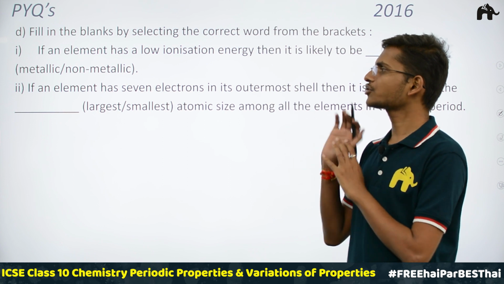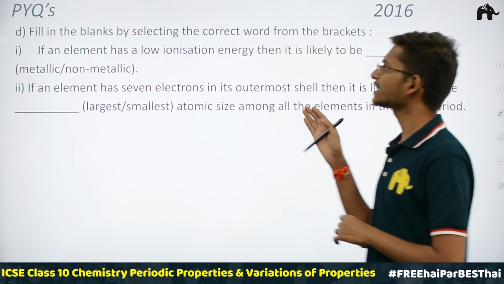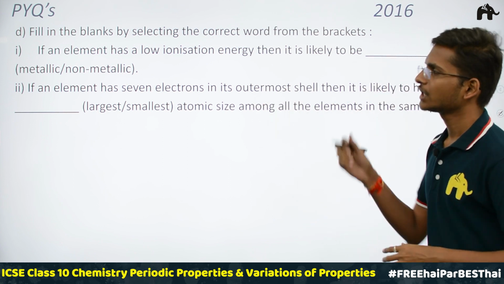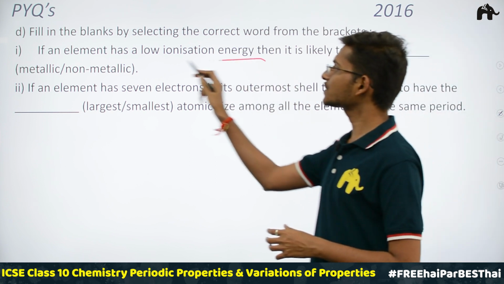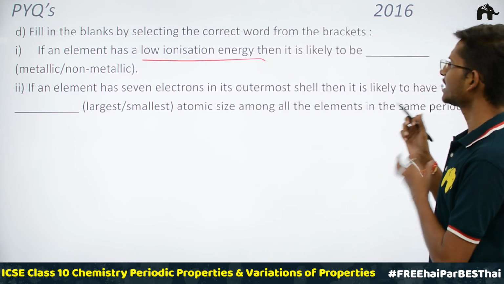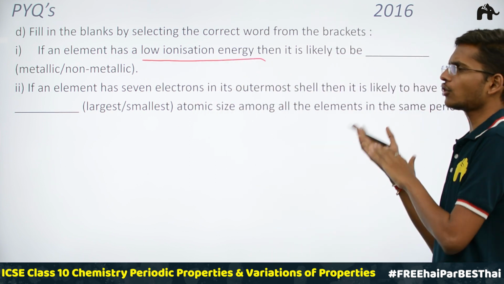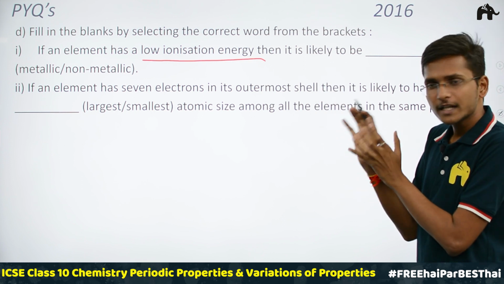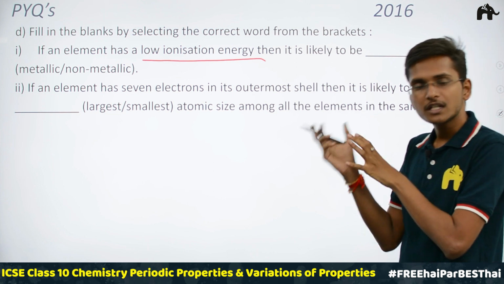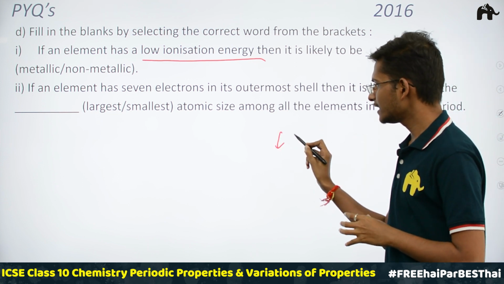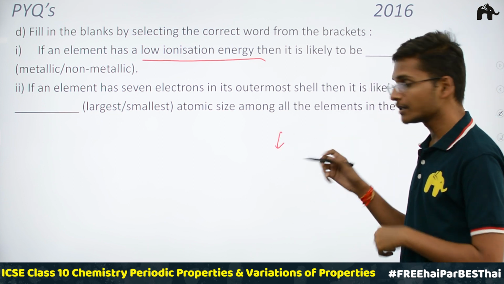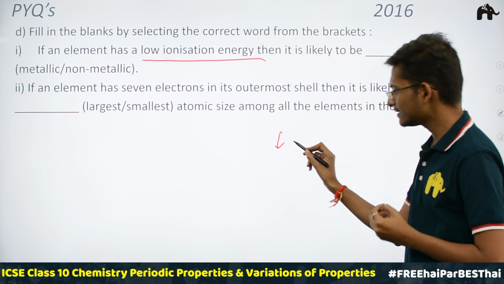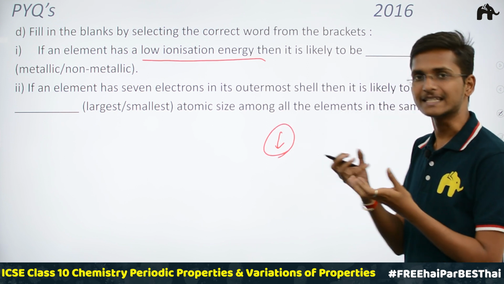Next sub question is fill in the blanks by selecting the correct word from the brackets. If an element has a low ionization energy, then it is likely to be metallic or non-metallic. So see, if that particular element has low ionization energy, this means that the energy required to remove the electron is low, right, is less.